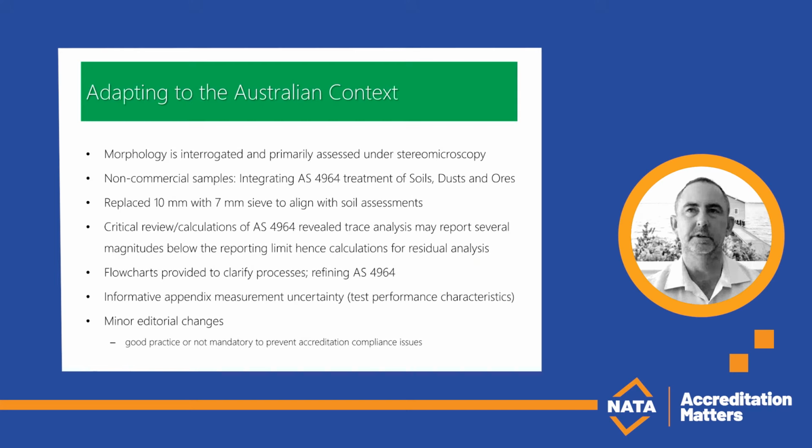To adapt to the Australian context, we've expanded the ISO standard to more than commercial samples. This includes dust, soils, and ores, aligning with the AS 4964 standard. Specifically for soil analysis, we've adjusted the sieve size from 10mm to 7mm to align with the WA guidelines as referenced in the National Environment Protection Measures, or the NEPM. The definitions of SMF and organic fibres have also been incorporated from the NATA accreditation criteria and carry over from AS 4964.